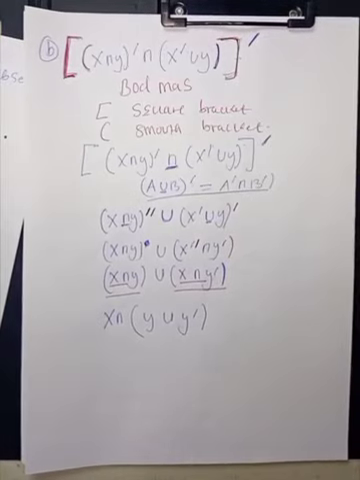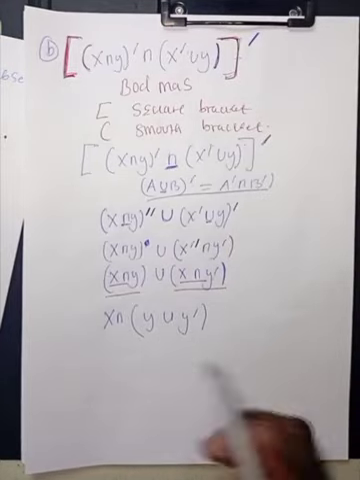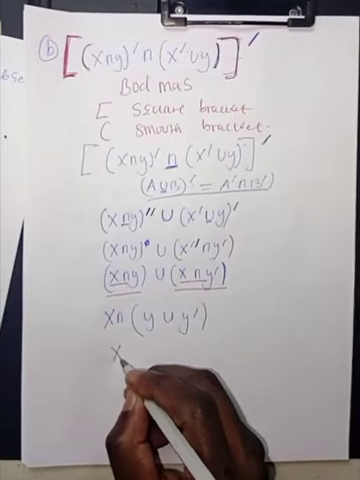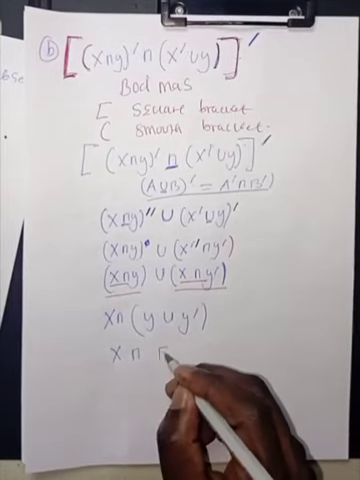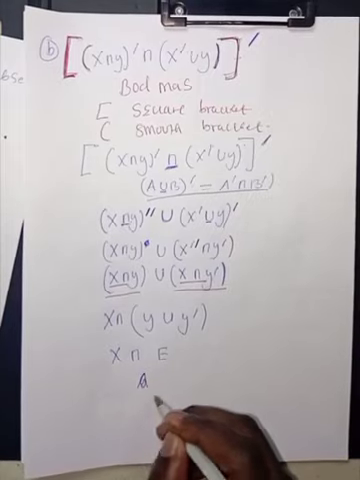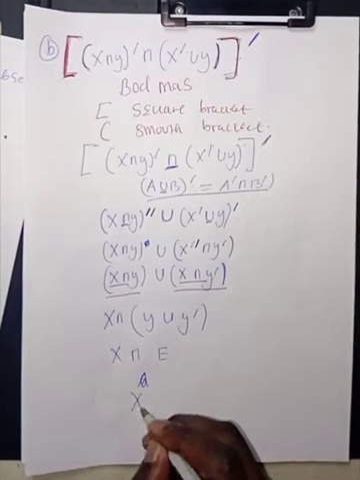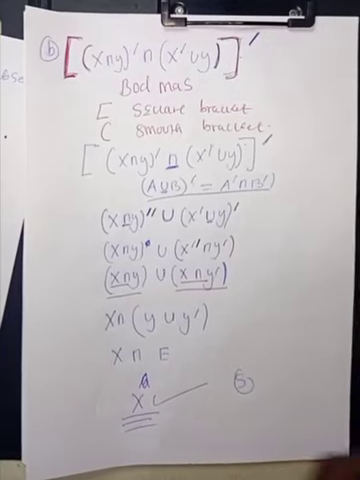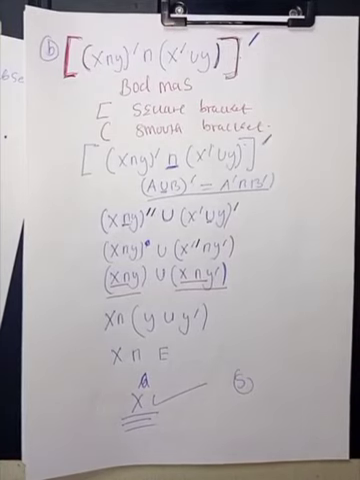Then we have that. But what is y union y complement? These are the same sets. So y union y complement is basically the universal set, right? So this will be x intersection E. Meaning our final answer is basically x. Meaning yeah, we have 5 marks here as well. So this is how we solve mass simplification of sets.